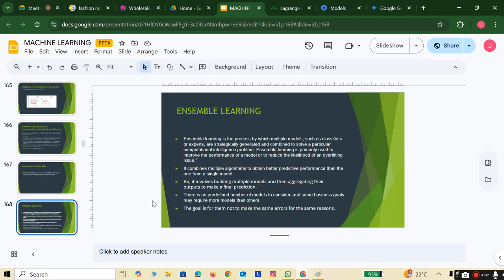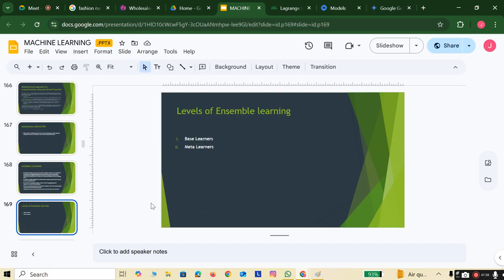It combines multiple algorithms to obtain better predictive performance than one from a single model. So it involves building multiple models and then aggregating the outputs to make a final prediction. There is no predefined number of models to consider, and some business goals may require more models than others. The goal is for them not to make the same errors for the same reasons.